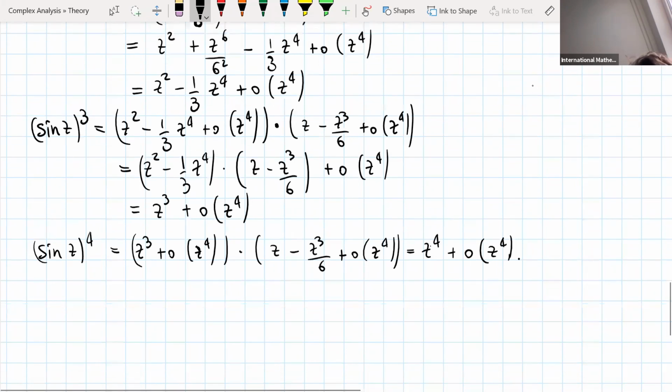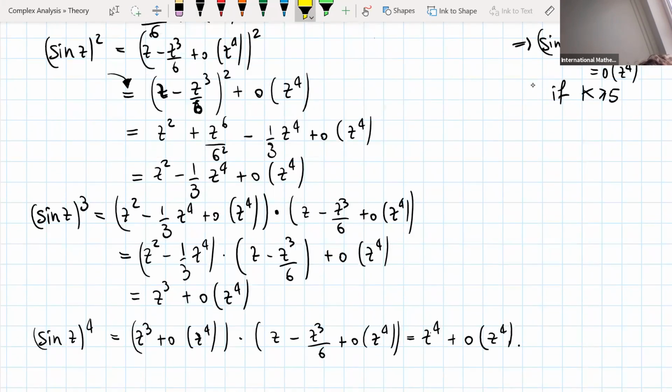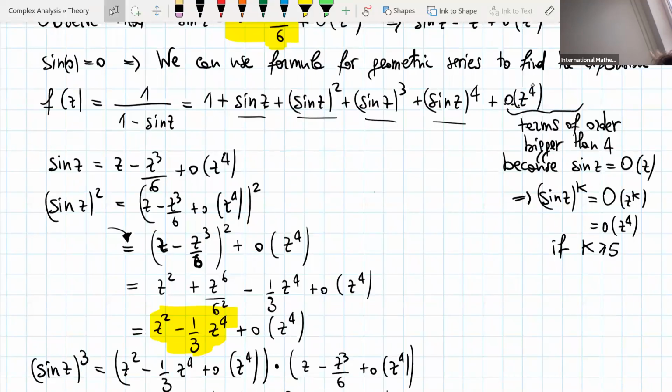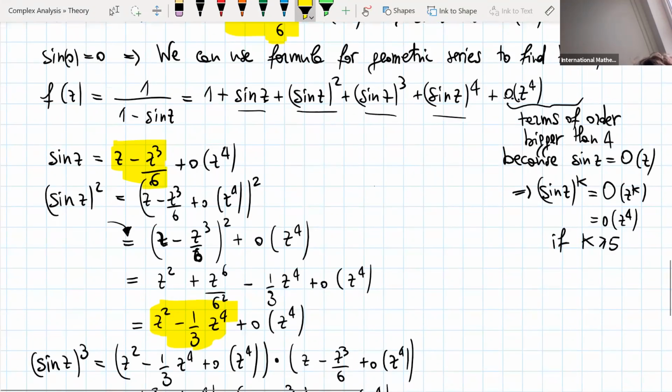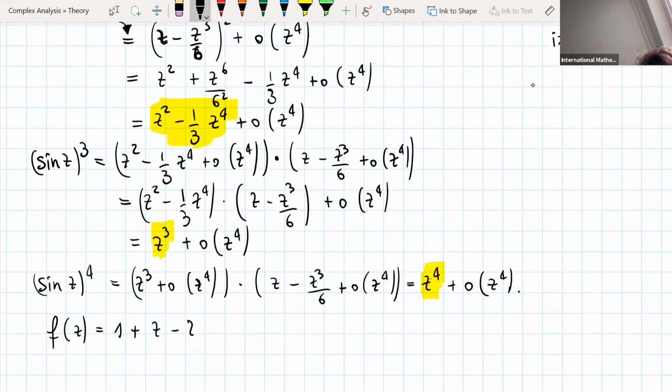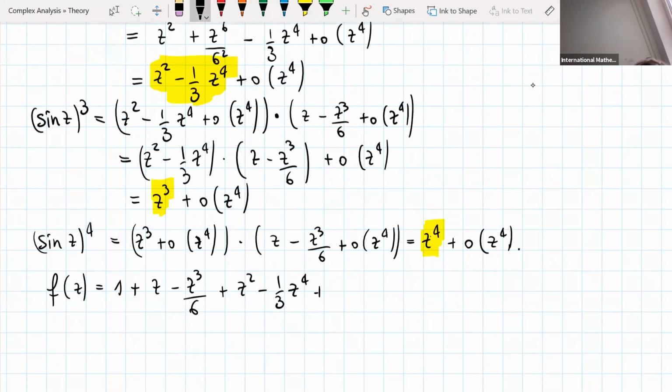Okay, so now we are done with this long computation. Let me highlight all the terms of order smaller than or equal to 4. Here we get z to the 4, here z to the 3, here these two terms. And for sinus of z, these two terms here. So now we can substitute back and find the expansion for f of z. So f of z was 1 plus sinus of z, and this gives me these two terms. Then sinus of z squared gives me these two terms. Then sinus of z cubed gives me only z cubed. And then sinus of z to the 4th is z to the 4.